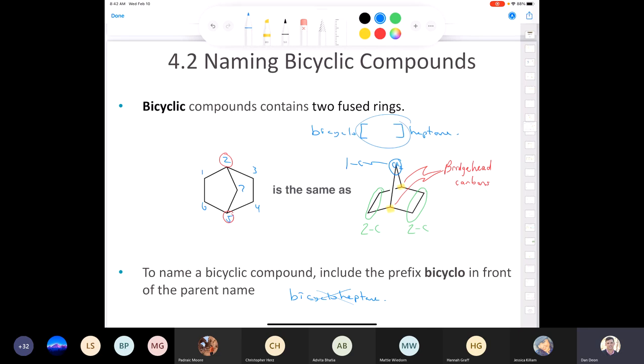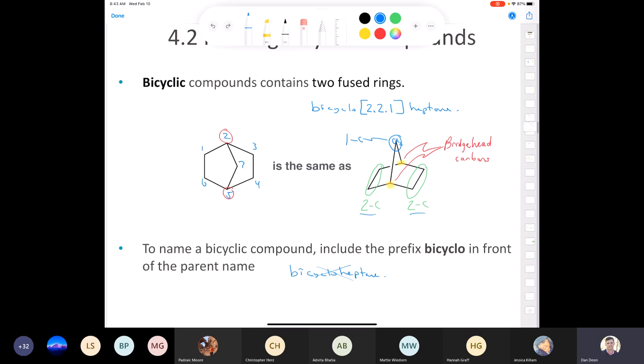So the three numbers that go inside the square brackets are the numbers of the carbons in the bridges. You start with the biggest bridge and you go to the smallest bridge. Well, two of the bridges have the same number of carbons. So we put a two, then you put a dot or a period. You put a two for the other bridge, and then you put one for the last one. So that's how you name this compound. This compound, same compound, would be bicyclo[2.2.1]heptane. It's all based off of the bridgehead carbons.